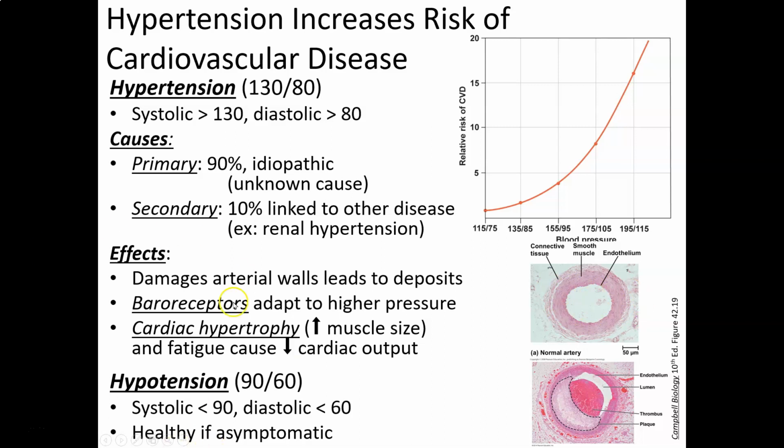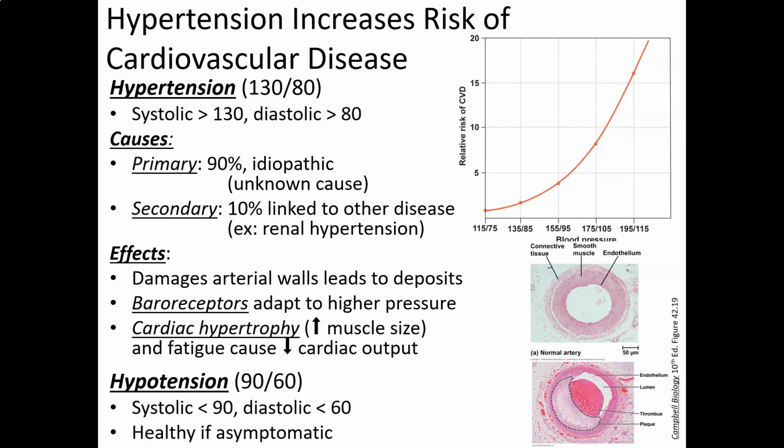Other issues that come with hypertension is your baroreceptors adapt to the higher pressure. So they move the set point to a higher number, which isn't good. You also get what's called cardiac hypertrophy, which is an increase in muscle size. The problem with that is as the heart tries to eject the same amount of blood against a higher pressure, it has to work harder and it gets enlarged.